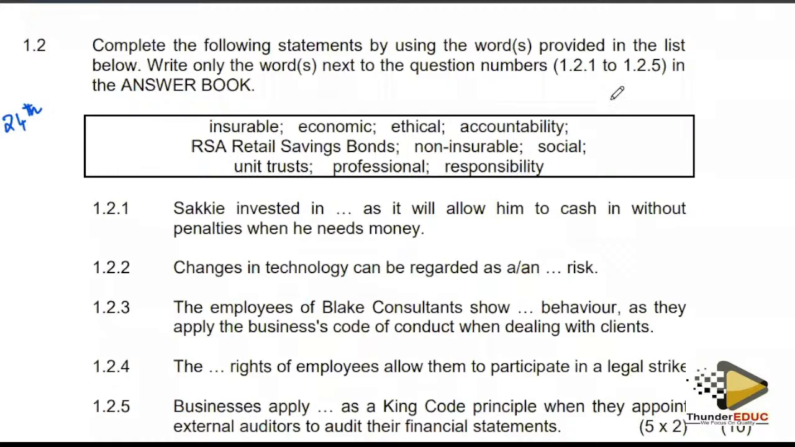Okay, right. So now I'm moving on to 1.2.1. The question reads as follows. Psyche invested in dash as it will allow him to cash in without penalties when he needs the money. So in this regard, our appropriate answer is unit trust. And then moving to 1.2.2, changes in technology can be regarded as dash risk, as a non-insurable risk.